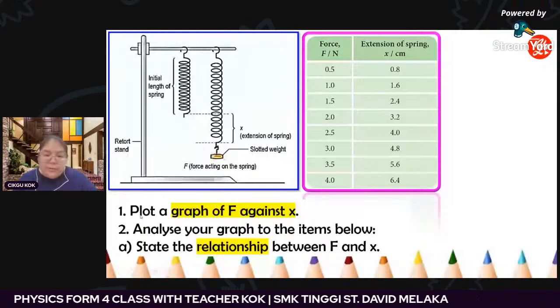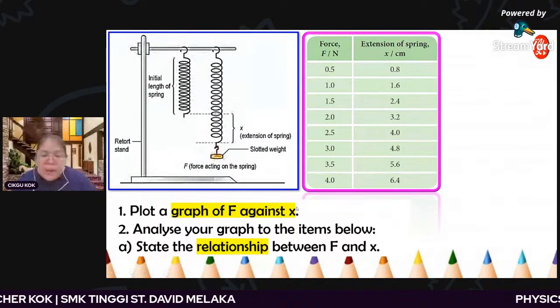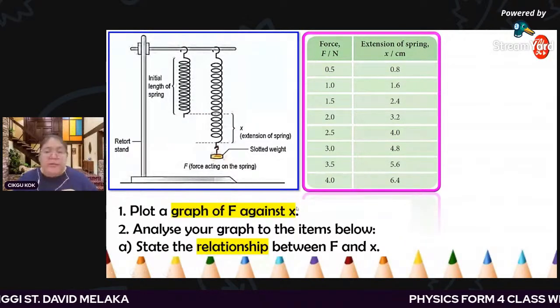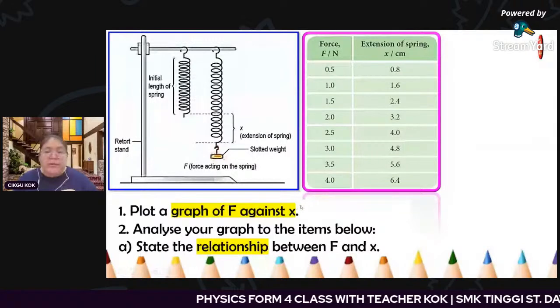Okay, F against X. You take the graph paper and plot the graph. This one is the y-axis, this one is the x-axis. Then you draw the graph based on this table.